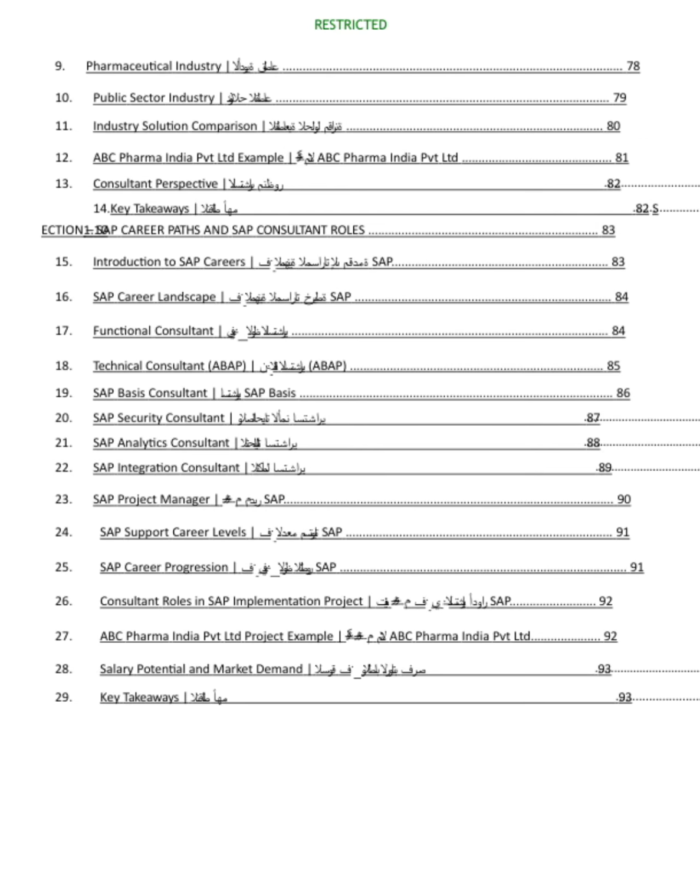This slide gives us a roadmap of what's ahead in this section. We'll explore various industries, like pharmaceuticals and the public sector, and compare their unique challenges. Then, we'll dive into real-world examples, including a case study on ABC Pharma India. After that, we'll shift focus to SAP career paths, breaking down roles from functional consultants to project managers. Finally, we'll look at career progression, market demand, and key takeaways to wrap it all up. It's a comprehensive guide to understanding both industry and career opportunities in SAP.